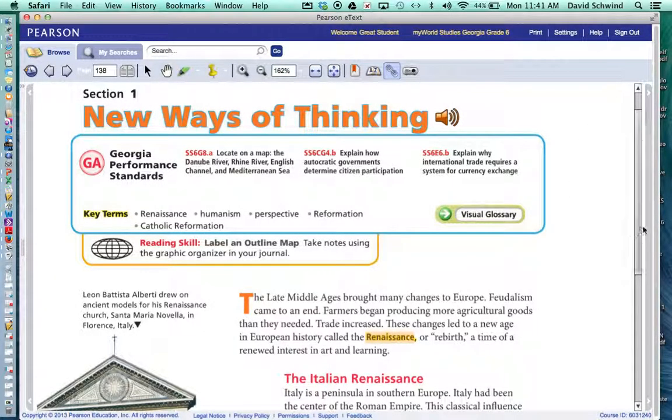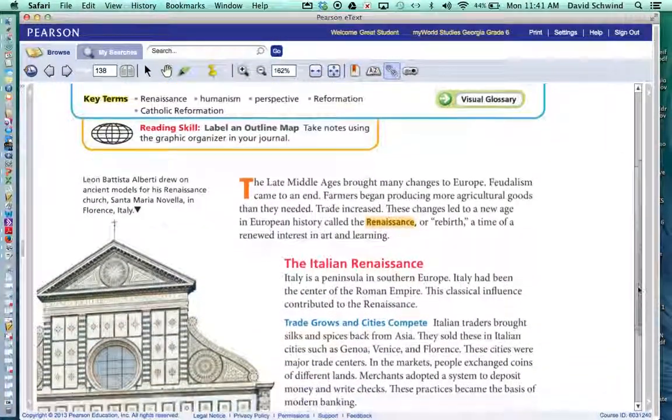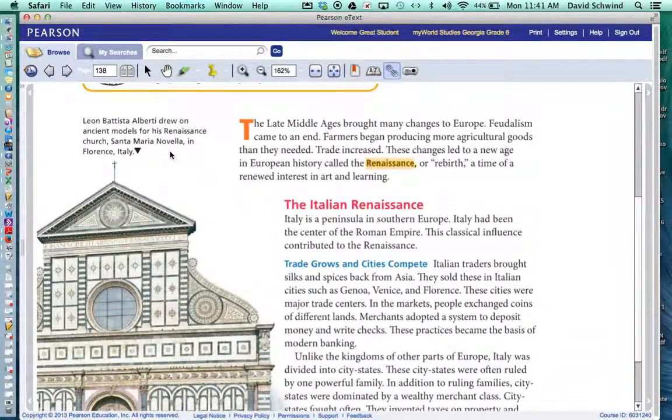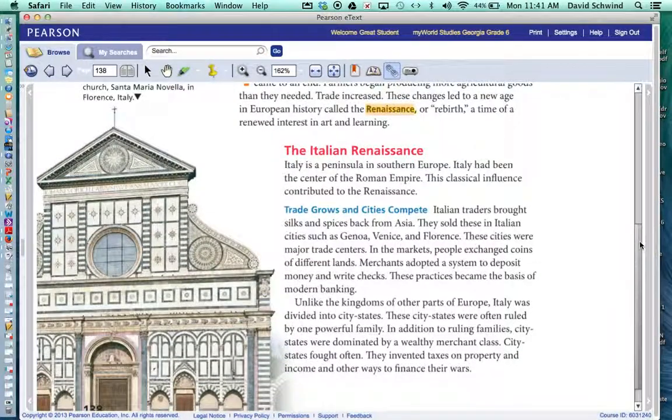Now, if you look here, Leon Battista Alberti drew on ancient models for his Renaissance church. This is the Santa Maria Novella in Florence, Italy. I have been here. It's gorgeous. I love Florence. They have delicious gelato, which is Italian for ice cream.